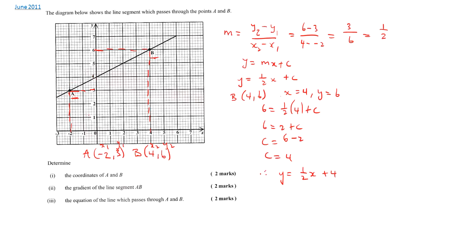Now notice how I found c, but you can also find c by just reading it off from your graph, because c is the y-intercept. So where does this line cut the y-axis? You can see that it cuts the y-axis at the point 0, 4. So I could have just read this directly from the graph, right?